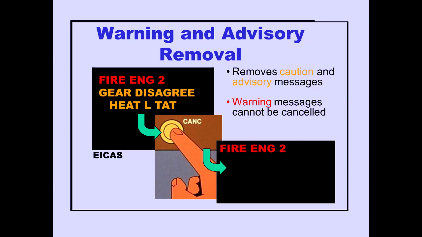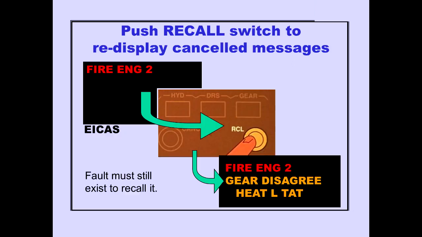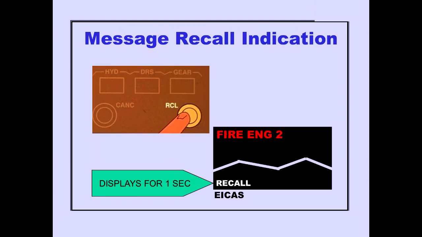Pushing the cancel switch removes the caution and advisory messages from the EICAS display. Warning messages cannot be canceled. Pushing the recall switch displays the caution and advisory messages that were removed with the cancel switch if the respective faults still exist. Pushing the recall switch also displays a recall message at the bottom of the message area for 1 second.